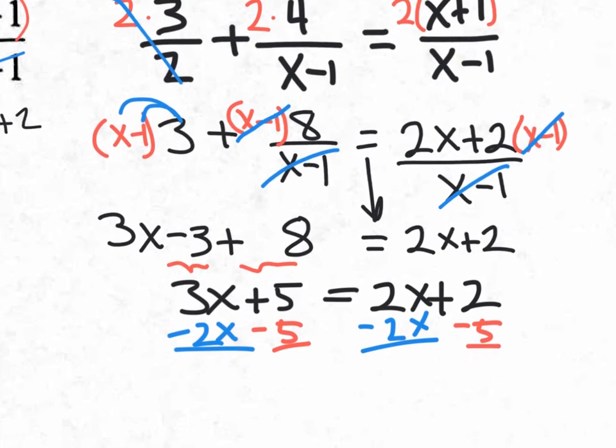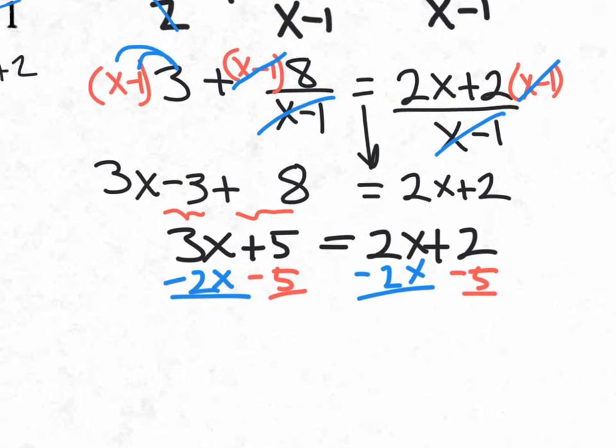Let me move this a little bit further up so we can get a final simplified equation here, actually our answer. Because 3 take away 2 is 1x, right? 3 take away 2 is 1x. And the plus 5 and the minus 5 cancel. The positive 2x and the negative 2x cancel. The equal sign comes down, and the 2 take away 5 is going to give us a negative 3.